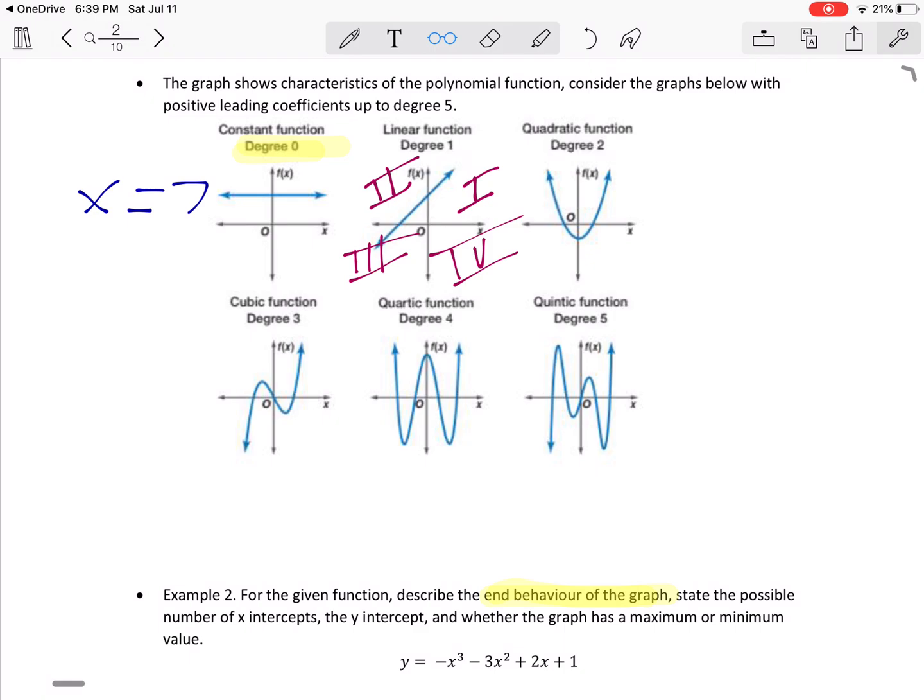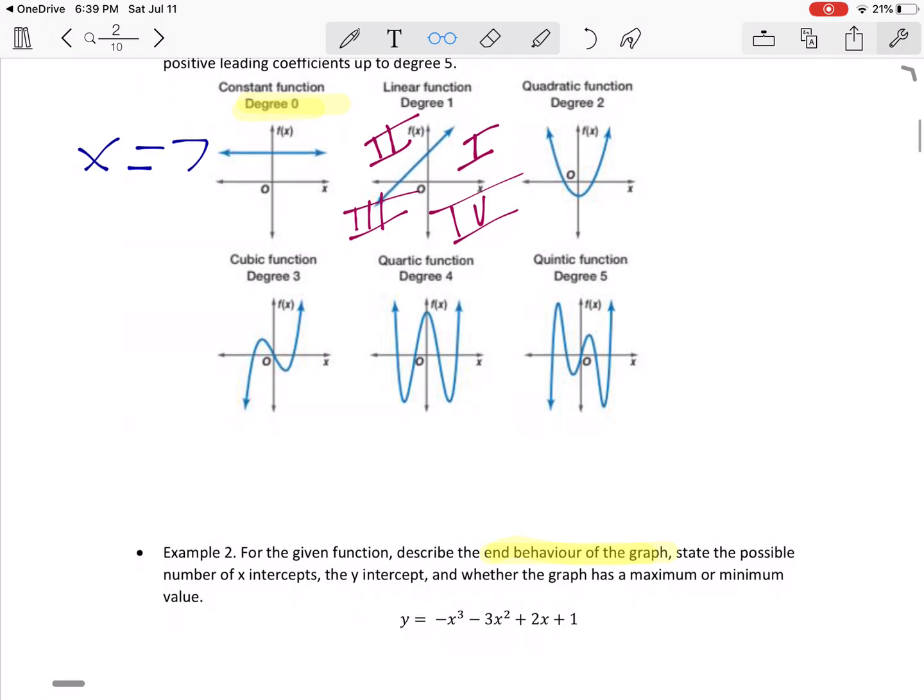A quadratic function, degree 2, so that there's your parabola. So you can have a multitude of intercepts, so there could be 0, 1, or 2 x-intercepts for that. And then you've got your cubic, your quartic degree 4, and your quintic degree 5. So we'll come back to those in just a bit here.